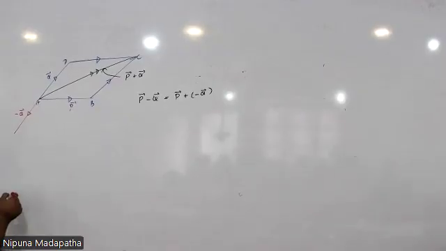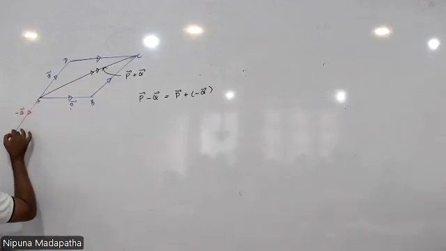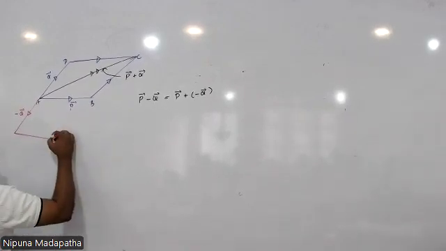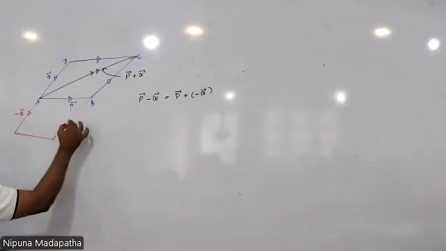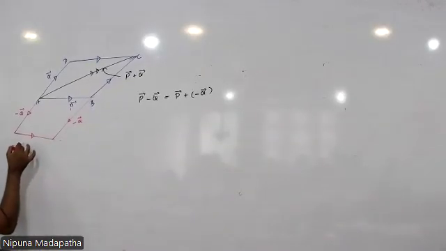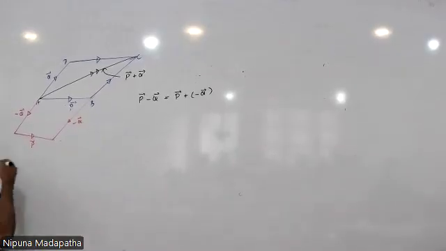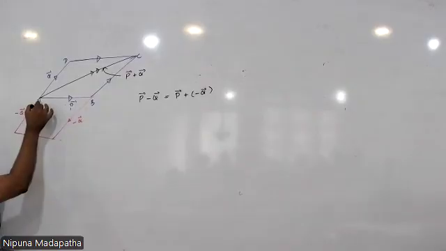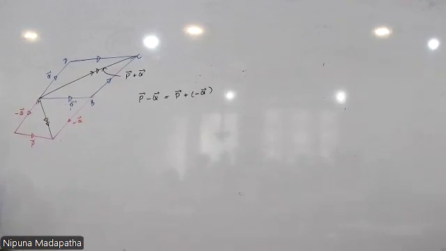So now I'm going to complete the parallelogram again. The parallelogram is complete there. So this is minus Q. Therefore, this one is also minus Q. Now, this is P. Right. So now I'm going to take this diagonal.